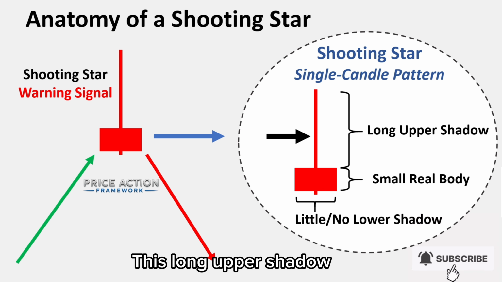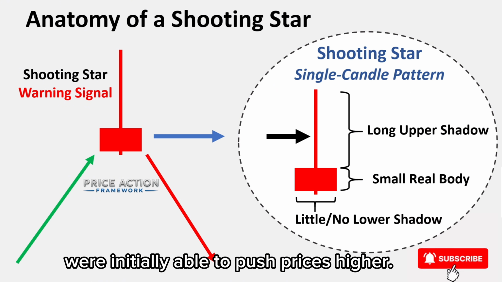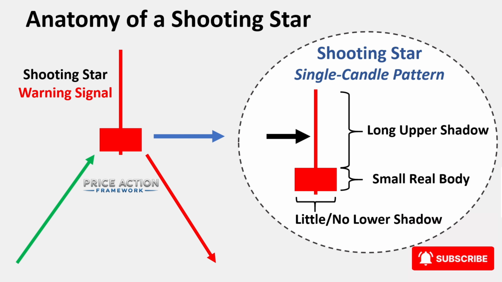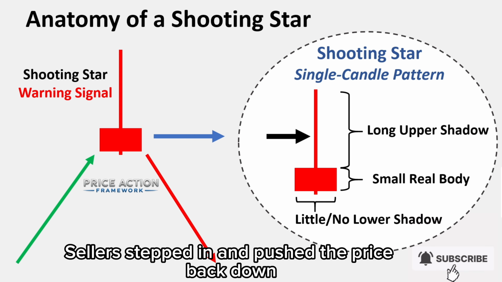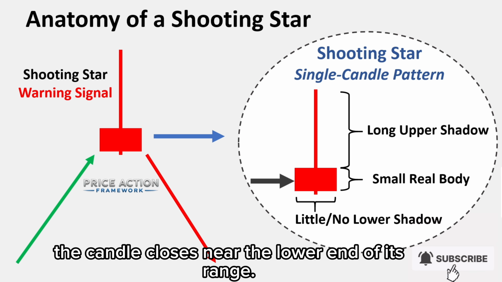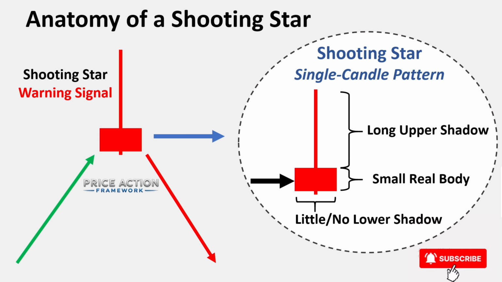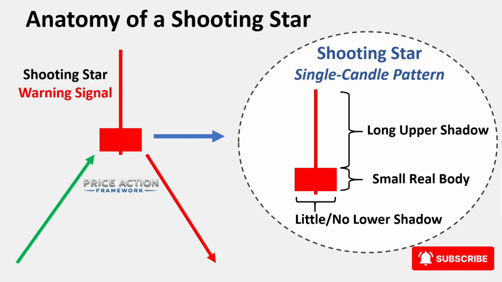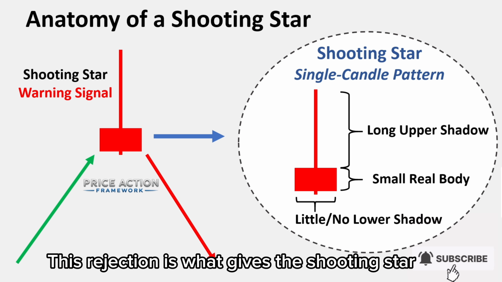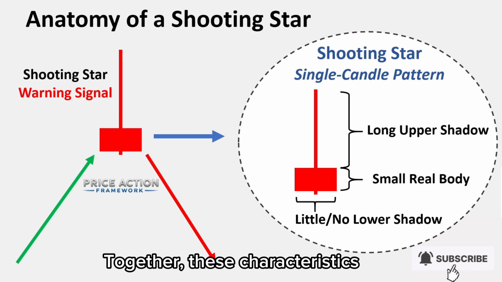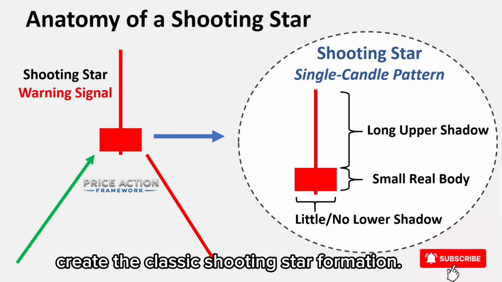This long upper shadow tells us that buyers were initially able to push prices higher. However, they failed to maintain control. Sellers stepped in and pushed the price back down before the candle closed. As a result, the candle closes near the lower end of its range. The longer the upper shadow, the stronger the rejection of higher prices. This rejection is what gives the shooting star its bearish warning signal. Together, these characteristics create the classic shooting star formation.